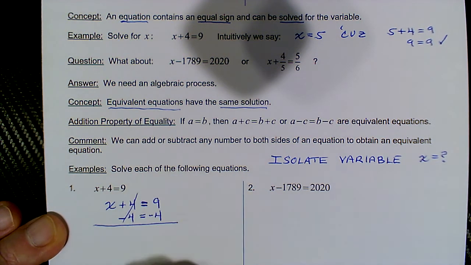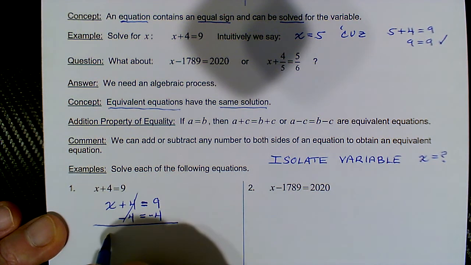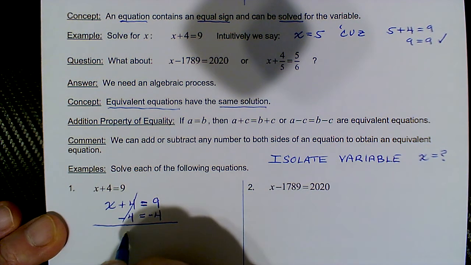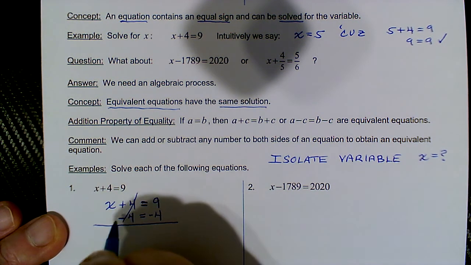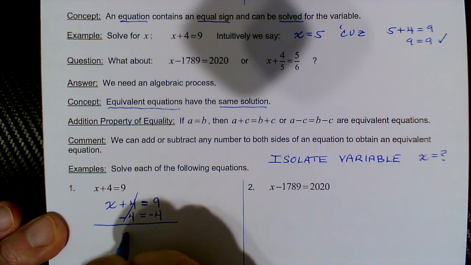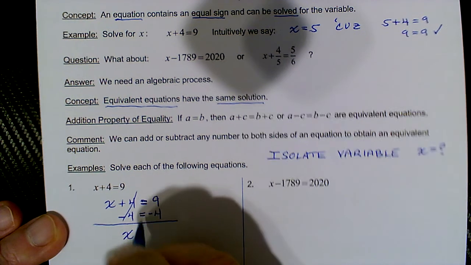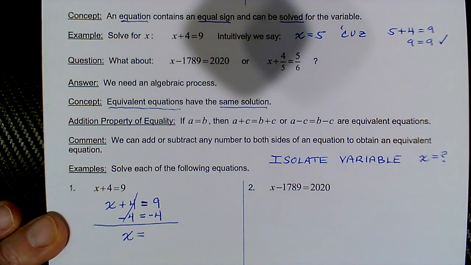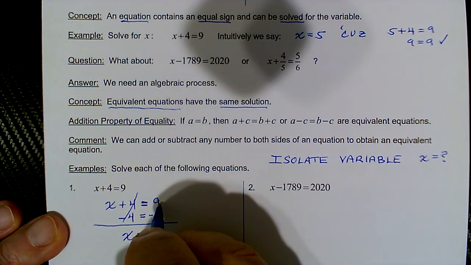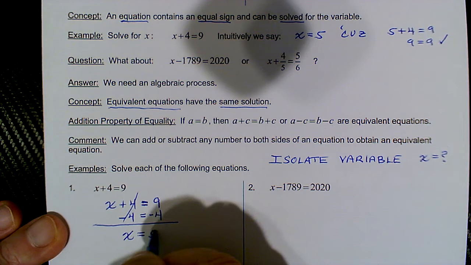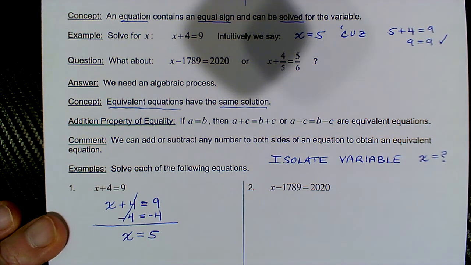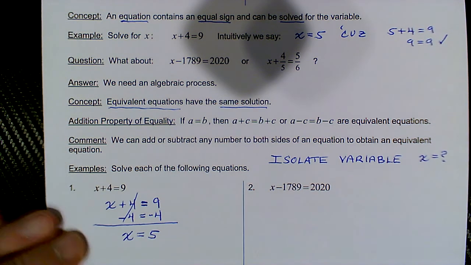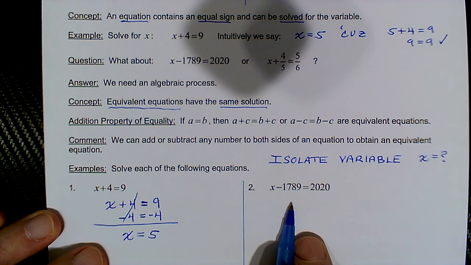Now these 4's go away. I can bring down the x, but you don't have to write a plus 0 or anything. Just bring down the x and tuck it right in next to the equals. And notice how I'm lining up the equal signs there. And then just do the arithmetic. 9 minus 4 is 5. So that one was intuitively obvious, but here's an example that wasn't.